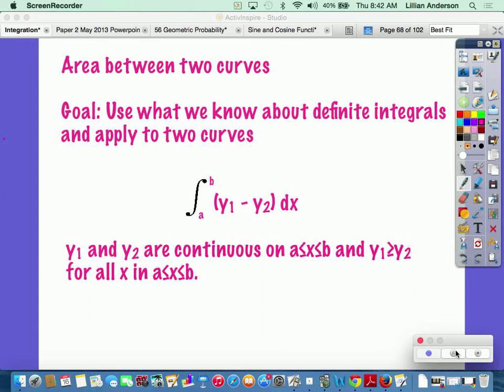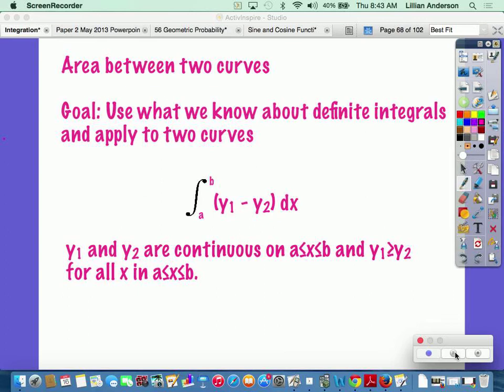So now you're not going to have just one curve. You're basically going to be dealing with two curves, and you're going to find the area between those two curves. So this integral right here from a to b of y1 minus y2 dx basically represents your two different curves, whatever those two functions are.